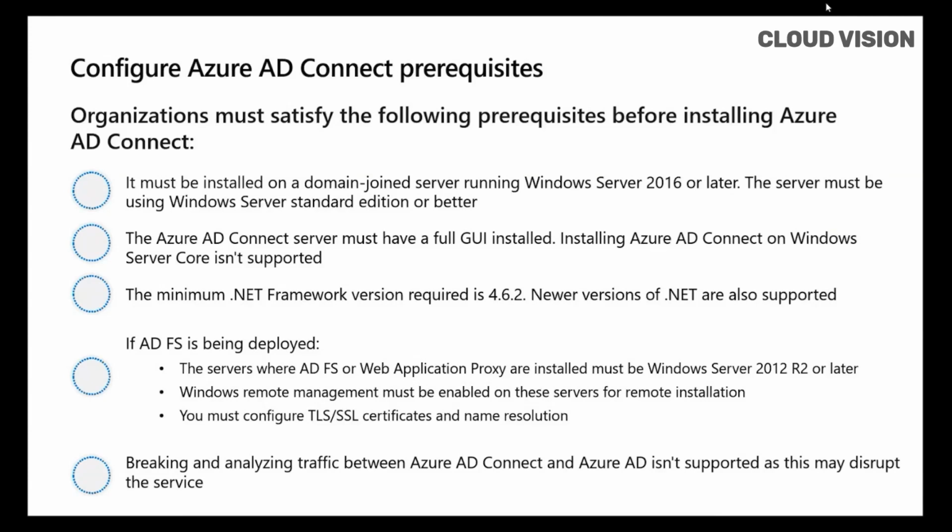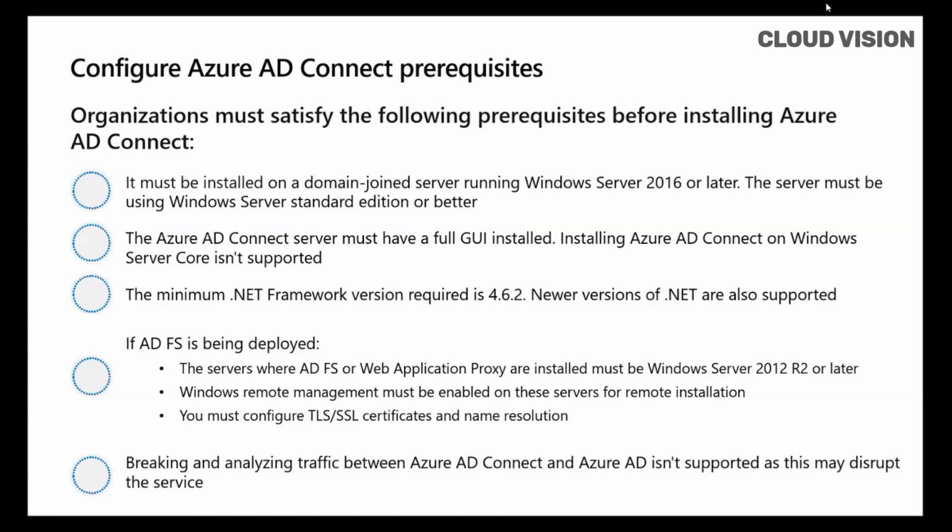That means it must be installed on a domain joined server running Windows Server 2016 or later. And the server must be using Windows Server Standard Edition or better. The Azure AD Connect server must have a full GUI installed. So installing Azure AD Connect on a Windows Server Core isn't supported. The minimum .NET framework version required is 4.6.2. Newer versions of .NET are also supported.